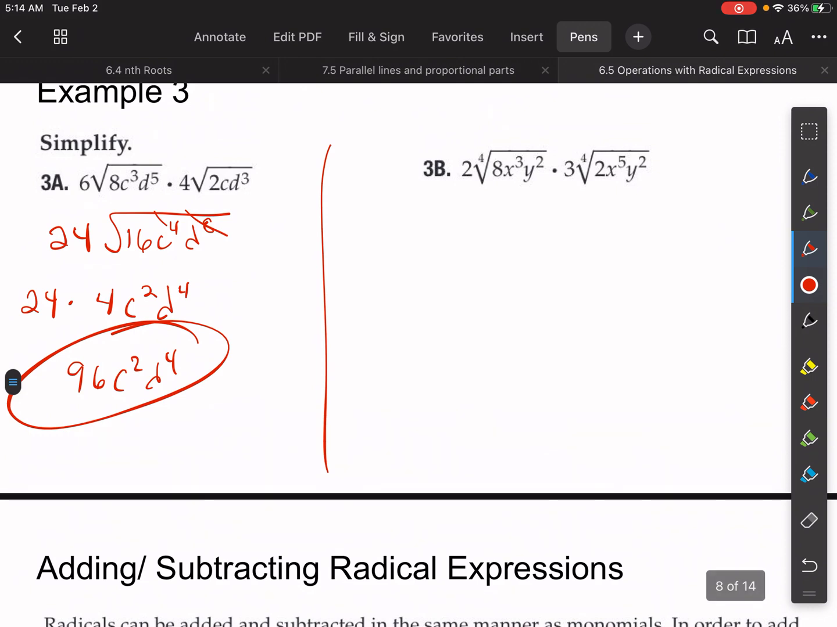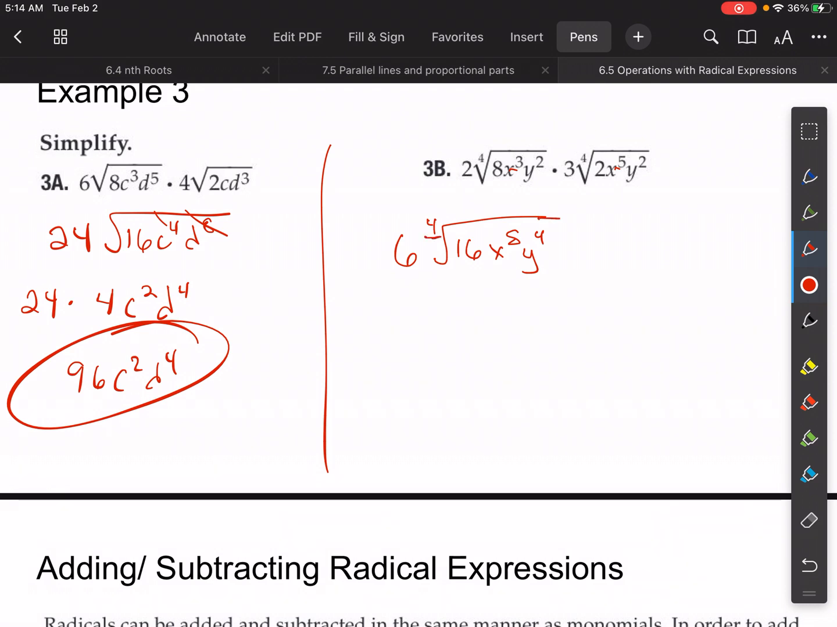3b, same deal here. This is the fourth root now though, so we have 6, 2 times 3 is 6. And then we're going to take the fourth root of 8 times 2, which is 16, x to the eighth. I'm just adding exponents here because I'm multiplying. y squared times y squared is y to the fourth. Okay, so now we're taking fourth roots.